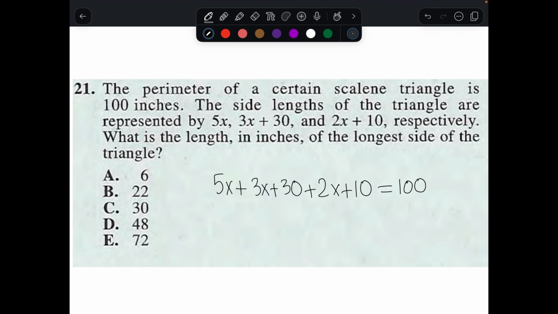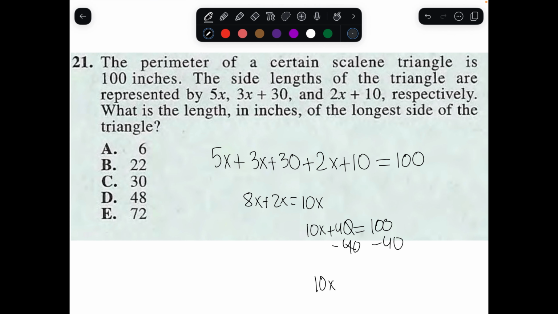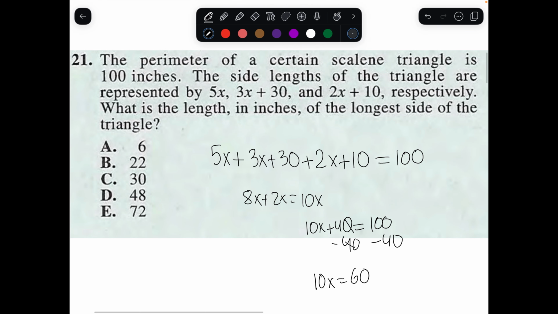So 5x plus 3x is 8x, 8x plus 2x is 10x, 10x plus 40 is 100, and now if I solve for x, I get 10x equals 60, divided by 10, I get x equals 6. Now I can just plug in 6 into all of these.